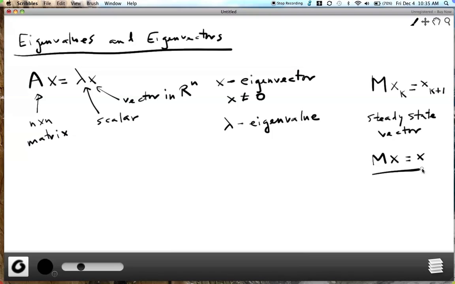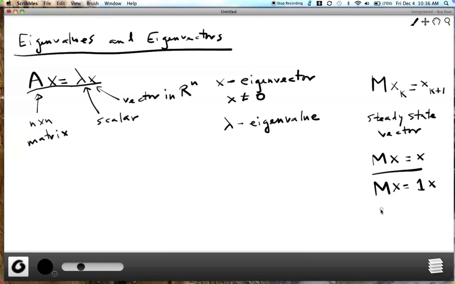And if you compare this system with our eigenvalue system here, then you can see that they look similar. And in fact, if we write this one as Mx equals 1 times x, then they look very similar. And what we have here is that M has a steady state vector if 1 is an eigenvalue of M. So when we're looking for steady state vectors, we already are saying, well, we've got a potential eigenvalue 1. Does it have a corresponding eigenvector? If it does, then there's a steady state vector. If not, then there is none.